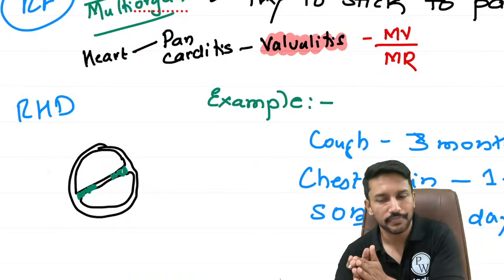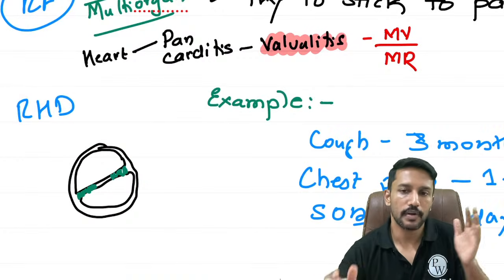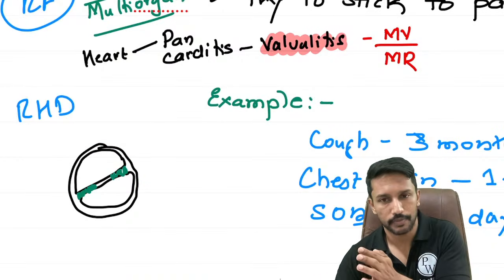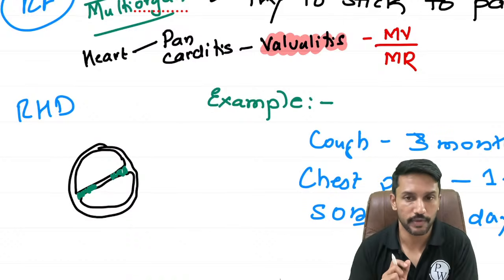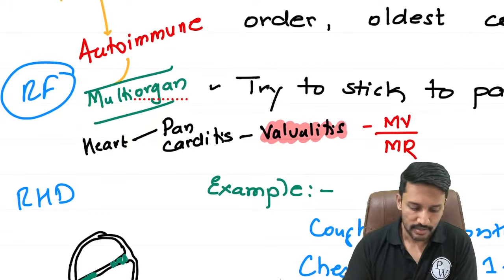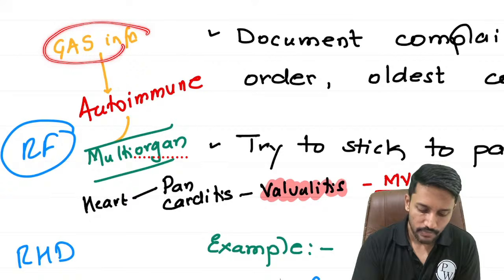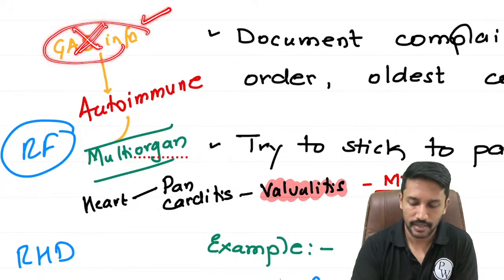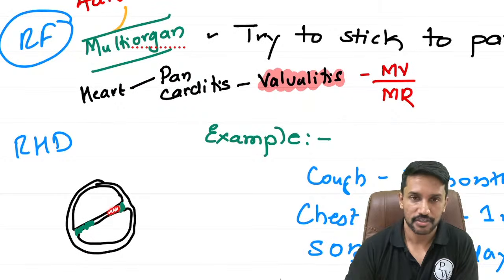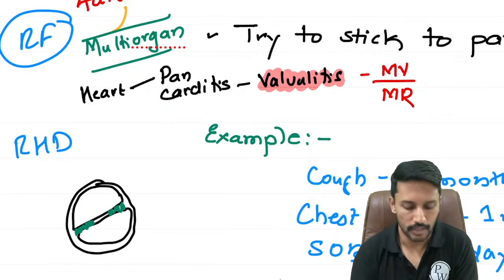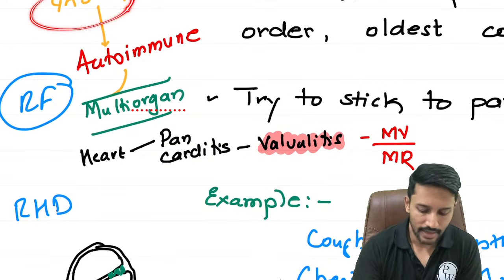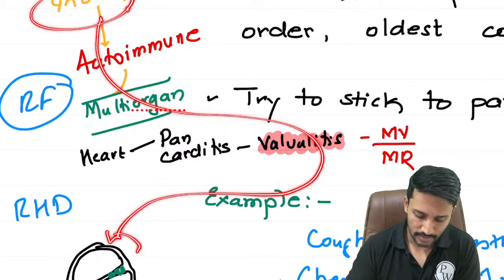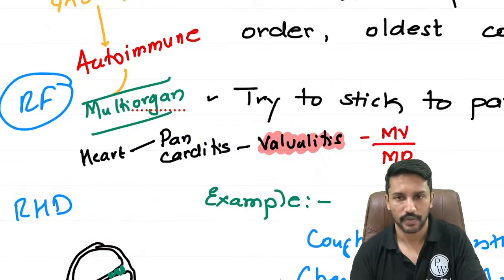So what is RHD? RHD is an outcome of repeated attacks of rheumatic fever. So why do we give penicillin prophylaxis? The penicillin prophylaxis is given because we have to prevent this group A beta hemolytic streptococcal infection. Otherwise, every time infection happens, a little bit of extra scar tissue appears on the valve. So if I prevent this, I can prevent the progression towards mitral stenosis or RHD, right?